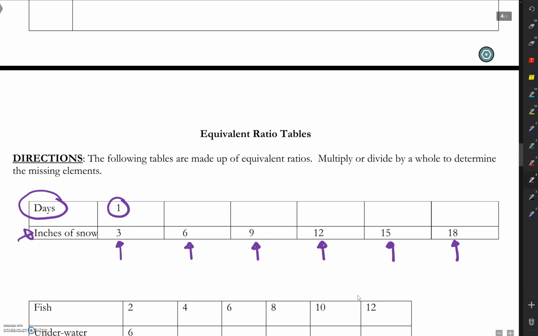How would we figure out what goes in each box? How would we figure that out?